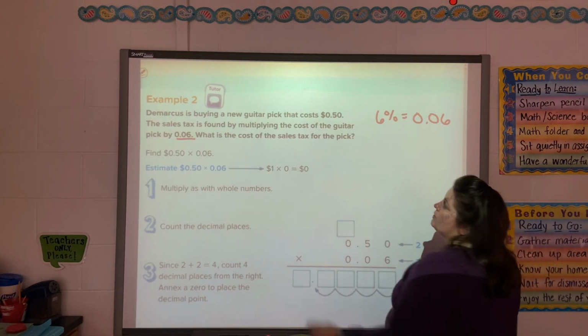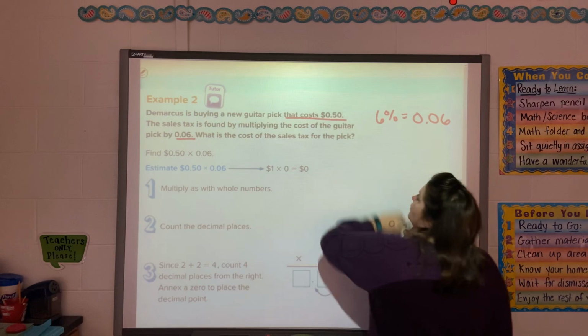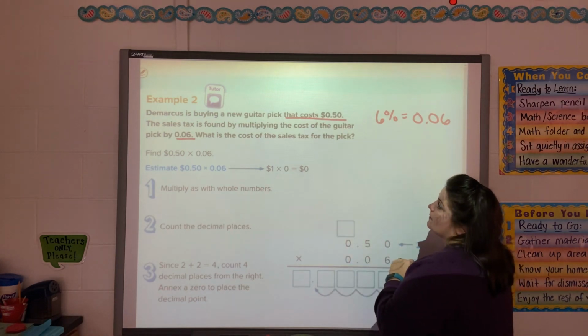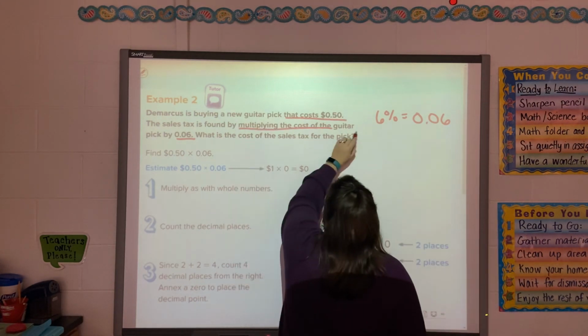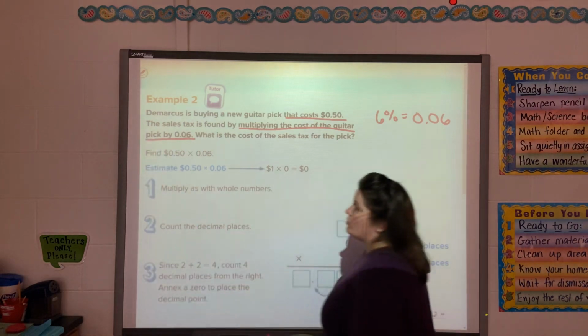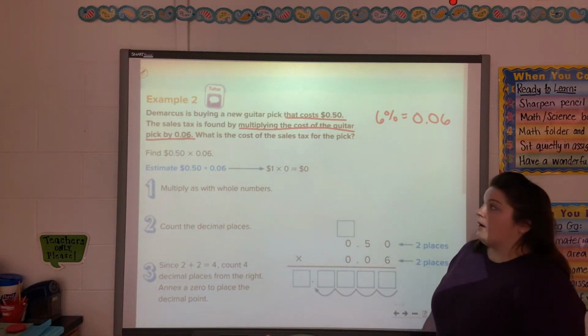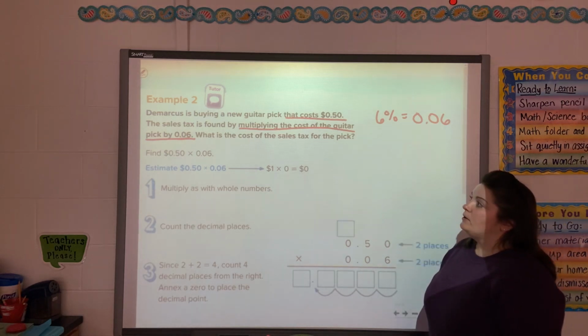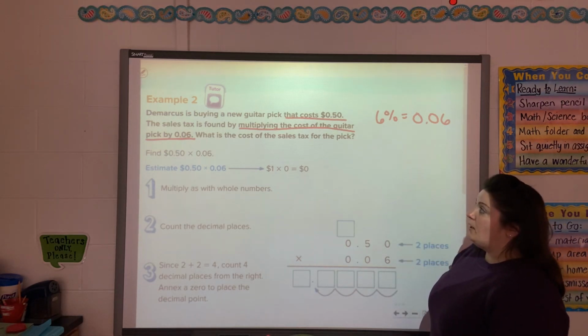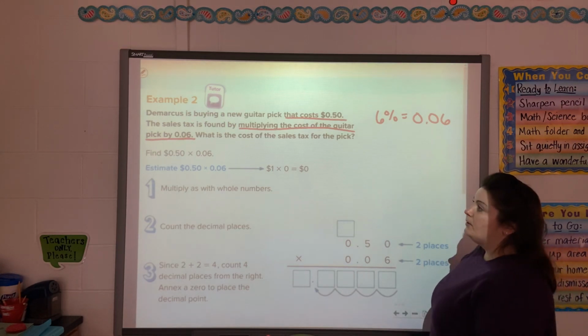So what do we know? He's buying a guitar pick that costs 50 cents, and we multiply the cost by that 6% or 6/100 to find out the sales tax. We're taking 6% of that amount. So we're asked to find the sales tax. What extra amount will he pay for the guitar pick?